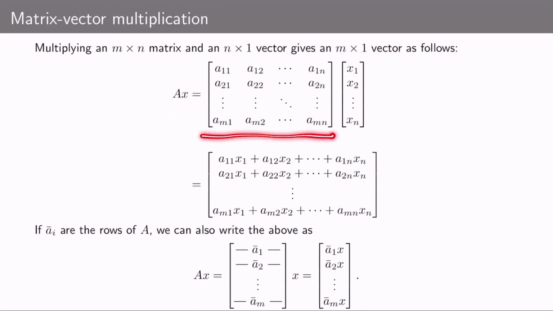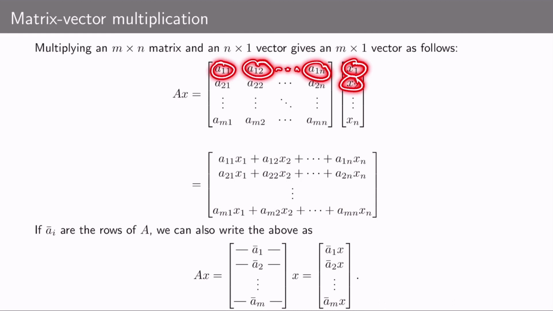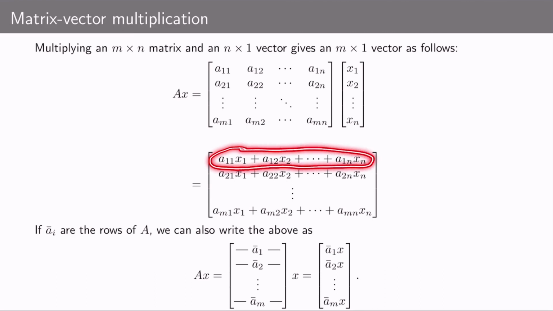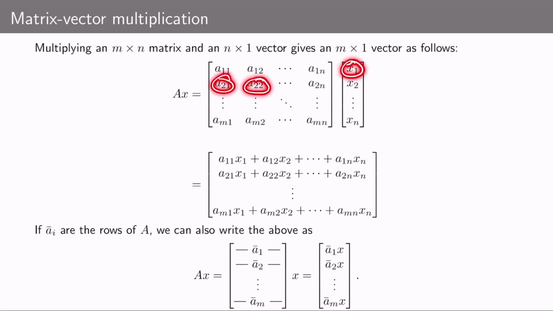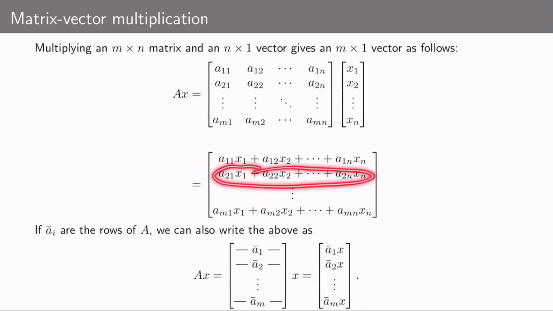Well, let's take the matrix A and let's take the vector x, and to get the first entry of Ax, I'll take a11 multiplied by x1, a12 multiplied by x2, up to a1n multiplied by xn, and I'll add up all those products. So that'll give me the first component of the result Ax. I'll do the same thing for the second row of A and the vector x. So a21 times x1, a22 times x2, all the way out to a2n times xn, and that will give me the second component of Ax, etc.